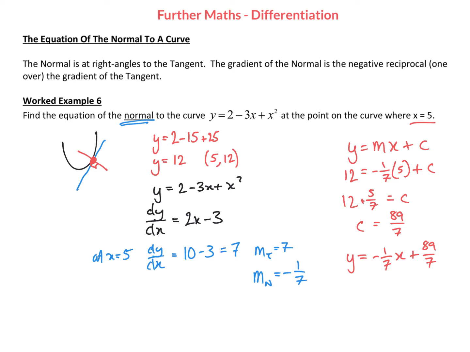And sometimes we like to have whole numbers or integers as all our coefficients, all the numbers in front of x and y, and the number on its own. So in this case, I'm going to multiply every term by 7 to get 7y equals minus x plus 89. And even sometimes you see people bringing the x across, so 7y plus x equals 89, just to make everything positive. But all three of these answers are valid, and all three of them represent the equation of the normal to the curve.